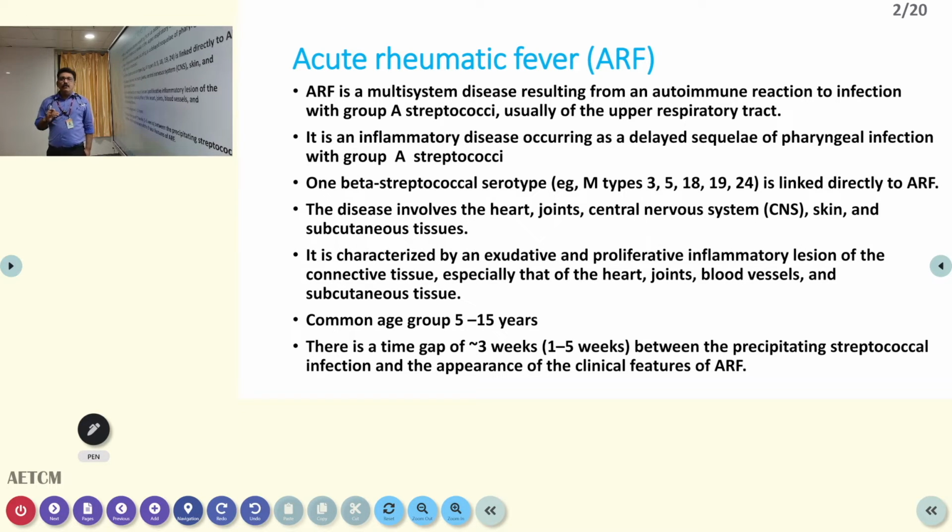It mainly occurs in female patients, and the main age group is 5 to 15 years. That is very important because when we are giving preventive treatment for rheumatic fever, the age group will be around 5 to 15. After that, we can possibly stop the preventive therapy in rheumatic fever.